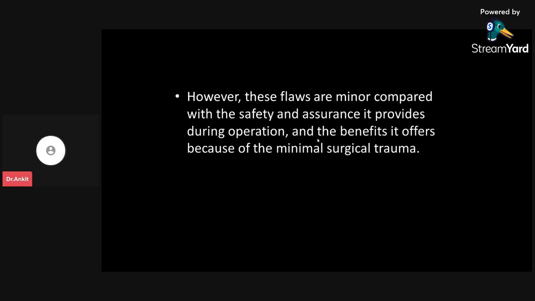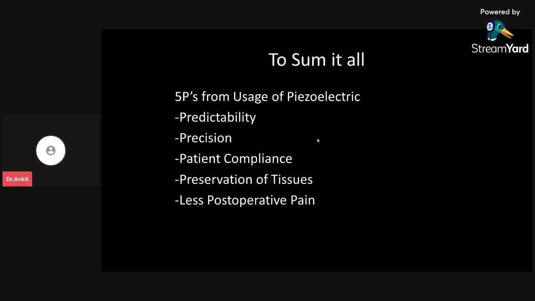conventional rotary instrument, because it allows the surgical trauma to be very minimal in nature, and very less invasive. So these are the things which are there. To sum it all up, this is the lecture regarding the usage of piezoelectric.